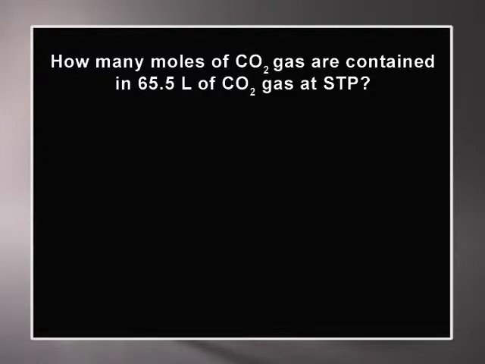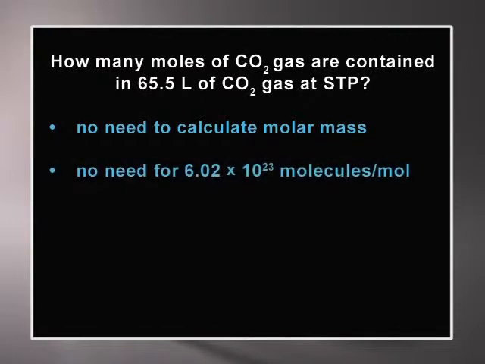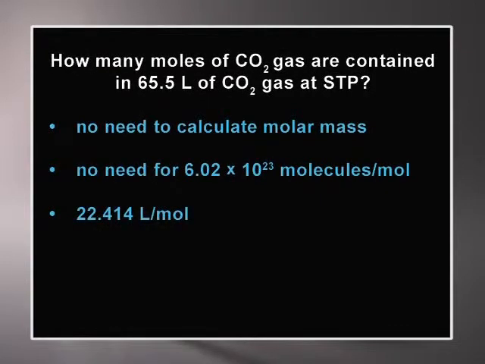There's absolutely nothing in the problem that involves grams, so there shouldn't be any need to calculate the molar mass of CO2. And there certainly is nothing in this problem that talks about molecules, so we don't need to use 6.02 times 10 to the 23rd molecules per mole in this problem. The number that's important in this problem is 22.414 liters per mole. For any gas at STP, and in this problem we do have a gas, carbon dioxide, and it is at STP, there are 22.414 liters per mole.